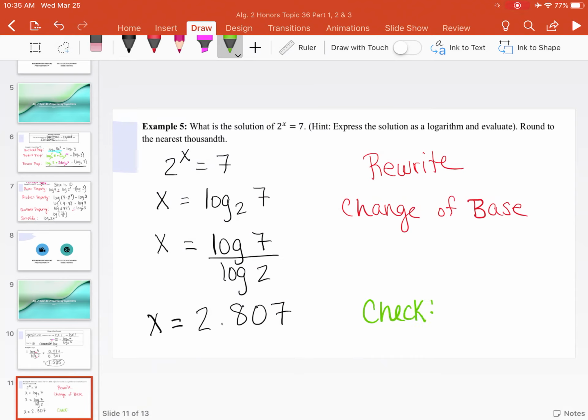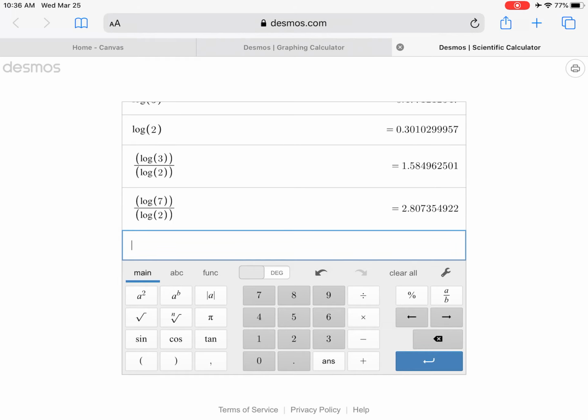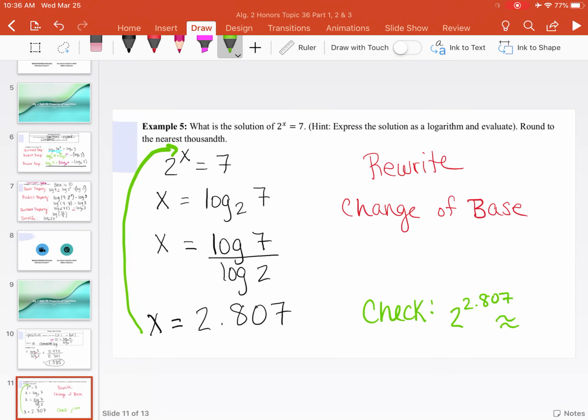And honestly, we can check this by plugging back in. So we would plug this back in for x. So we would get 2 to the 2.807. We can plug that into our calculator, 2 to the 2.807, and we get approximately 7. And there you go.